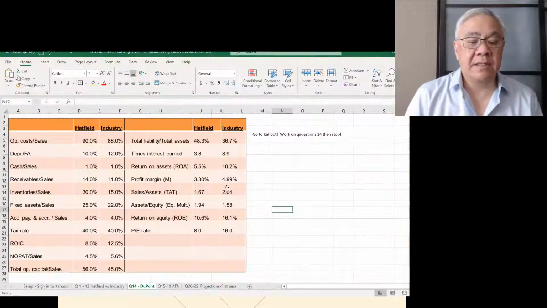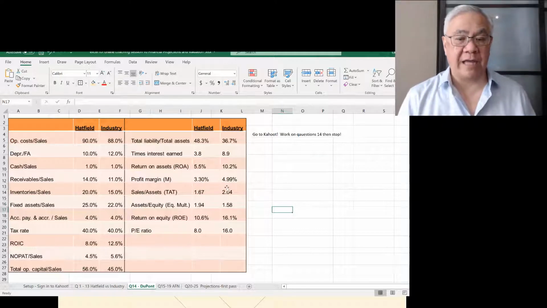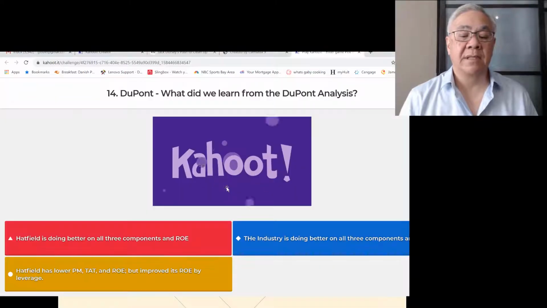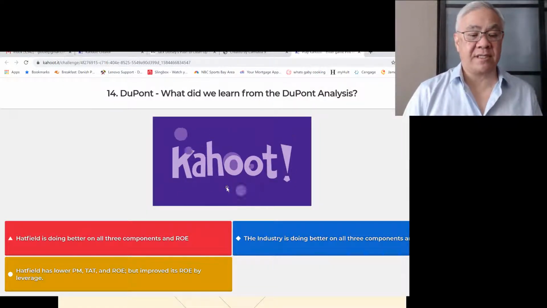When we go to the next tab, which is labeled Q14, we see the same data, but then we see the instruction to go to Kahoot for the actual question. So let's look at the question. The question is, what did we learn from the DuPont? And here are the three choices.